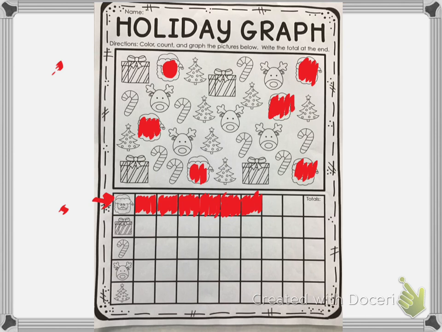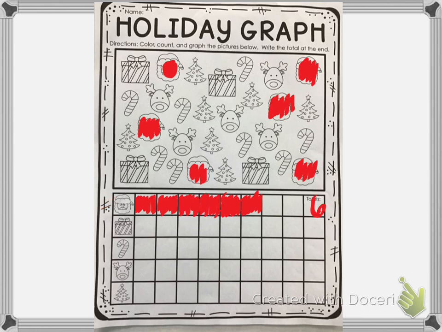Okay, let's double check. Now I think I've got all of the Santas. I'm going to double check. 1, 2, 3, 4, 5, 6. And then I have 1, 2, 3, 4, 5, 6 counted in the graph.